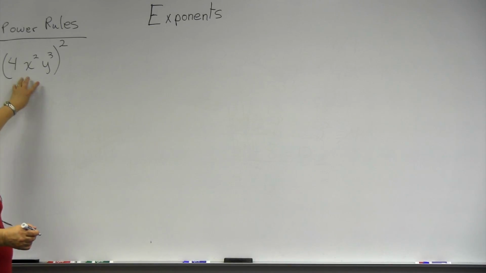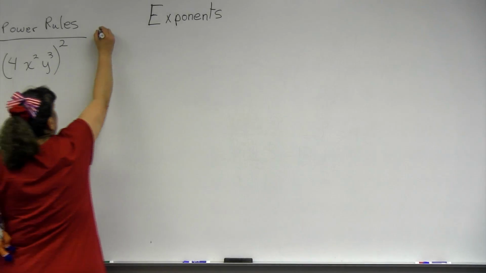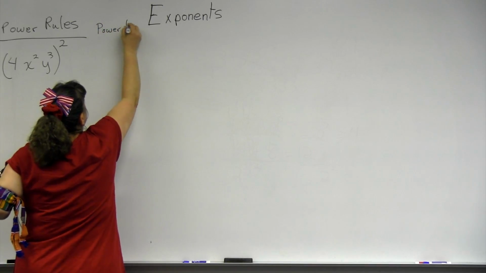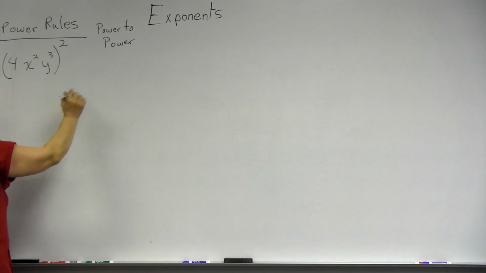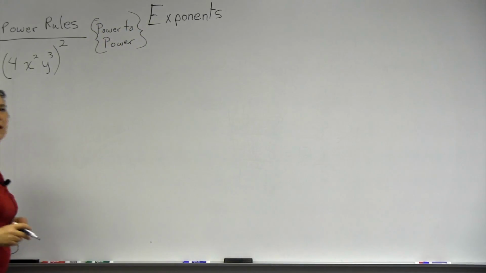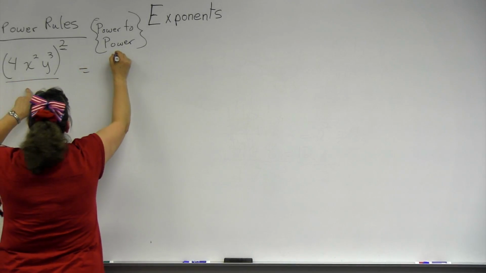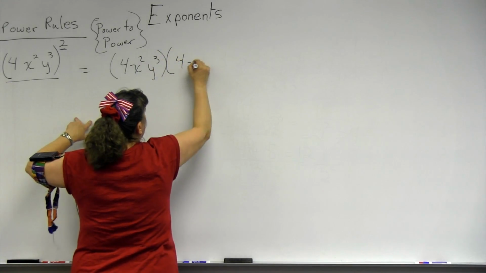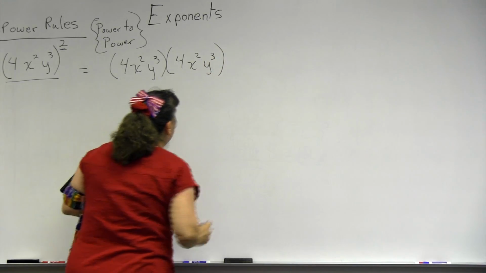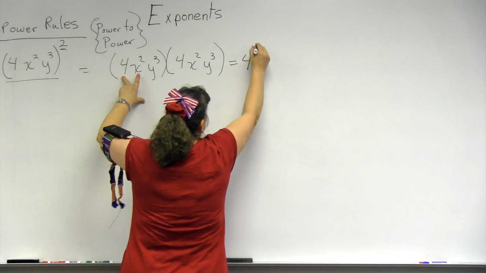Okay, so this power rule says I'm raising this whole thing inside the parentheses to another power. And I usually call these a power to power. Why? Look at it. I have a power here and another power there. That's why I call them power to power. I'm going from one power to another power. Well, what does this mean? First of all, this 2 here says this whole thing is multiplied times itself twice. So 4x squared y cubed times 4x squared y cubed. If we do that, now we can use our product rule, which we already know about. 4 times 4, which is 4 squared.